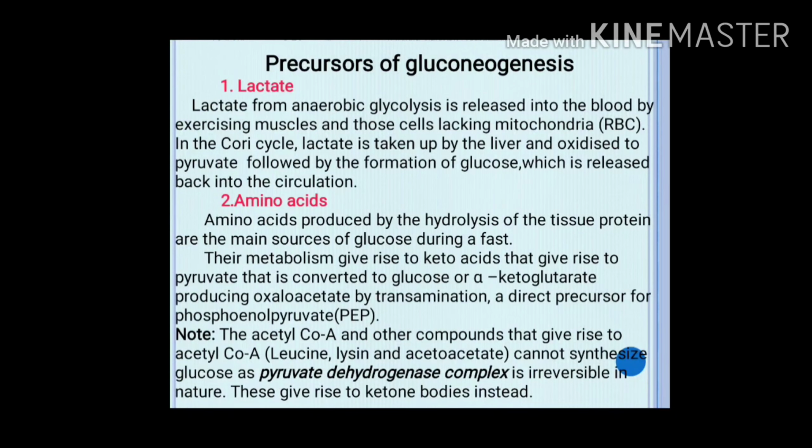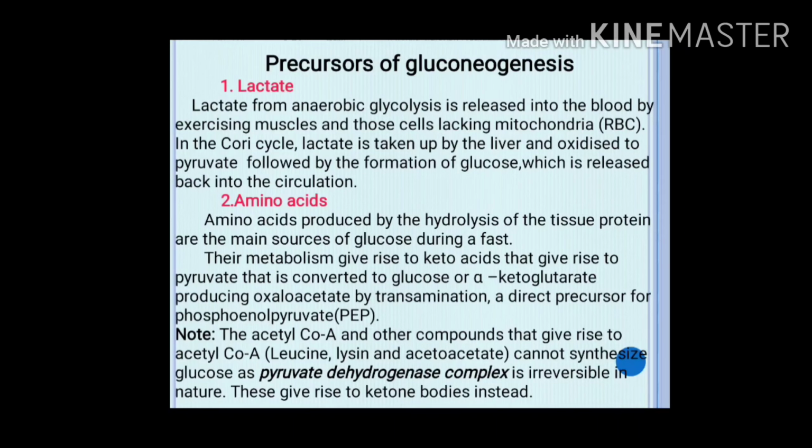So amino acids produced from the hydrolysis of tissue protein give rise to alpha keto acids. These alpha keto acids give rise to pyruvate. Pyruvate is converted to glucose, or pyruvate is converted to alpha ketoglutarate, which is an intermediate of the TCA cycle. This alpha ketoglutarate is transaminated to oxaloacetate, which is again another intermediate of the TCA cycle. This oxaloacetate finally is converted into phosphoenolpyruvate.